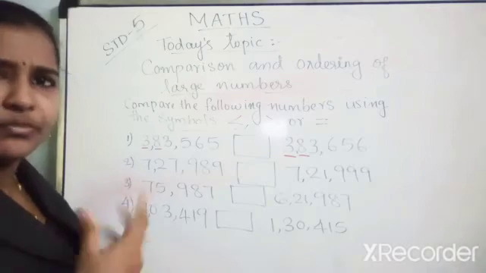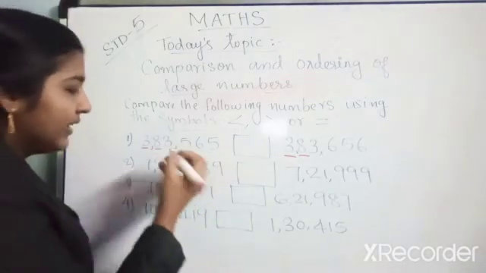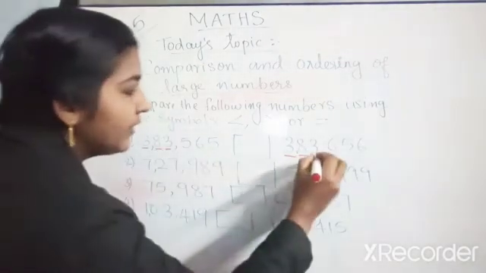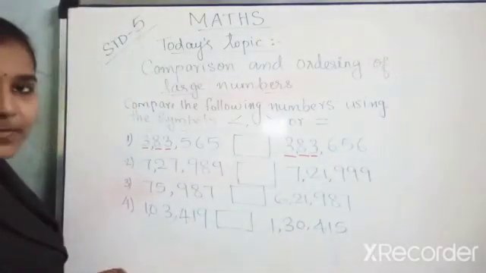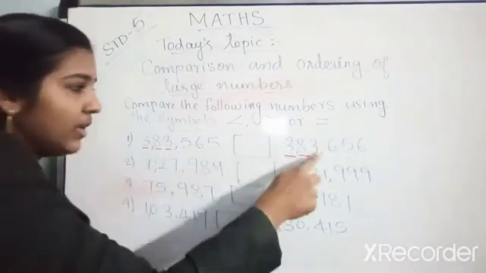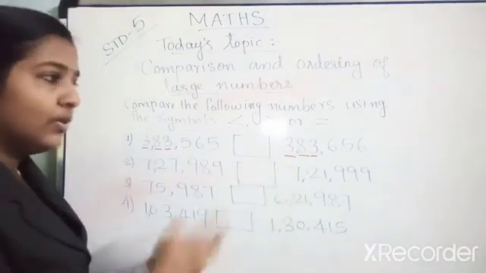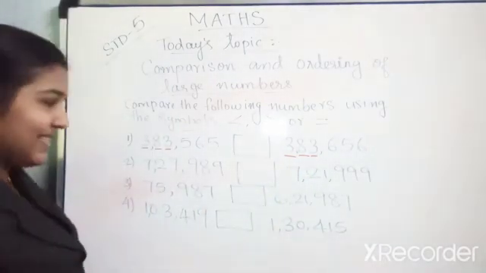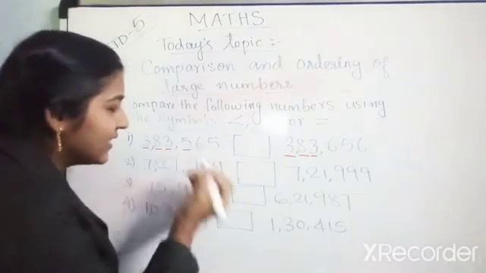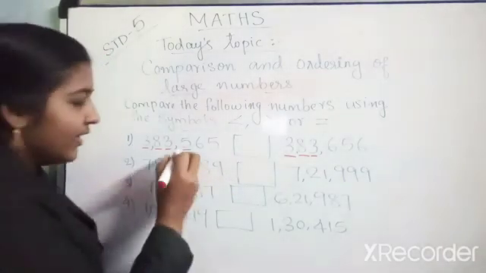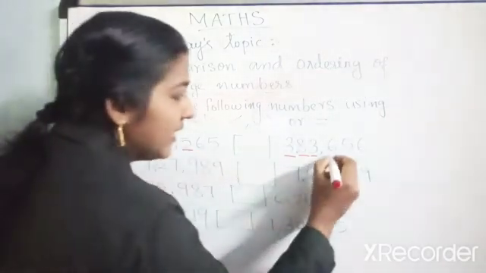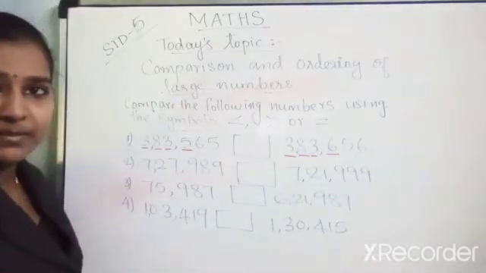Isn't it? So, what to do? Look at the next one. That is 3 and 3. Thousands place digits. 3 is equal to 3. Both are the same, isn't it? So, what to do? Move to the next place. Okay. So, next is the hundreds place digit. It is 5 and here the hundreds place digit is 6.